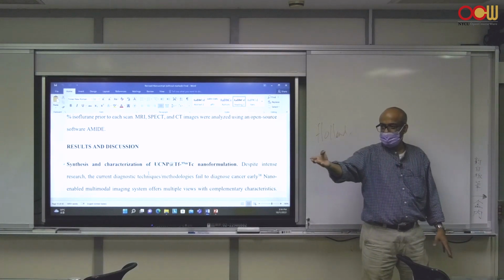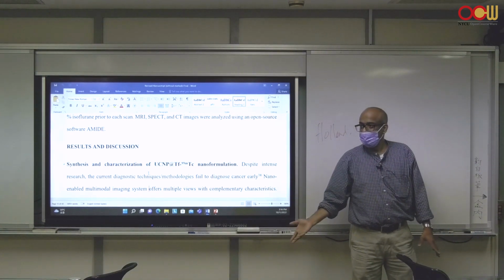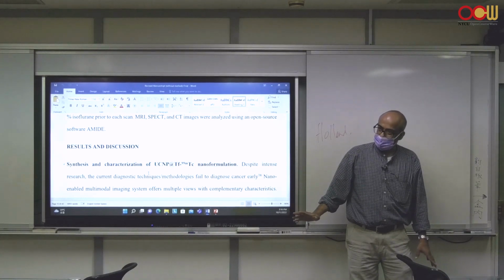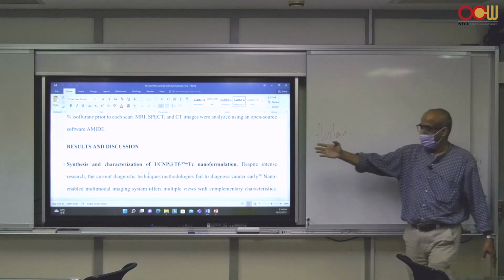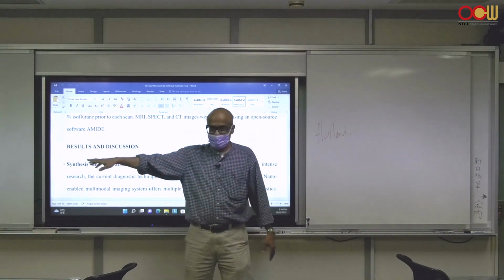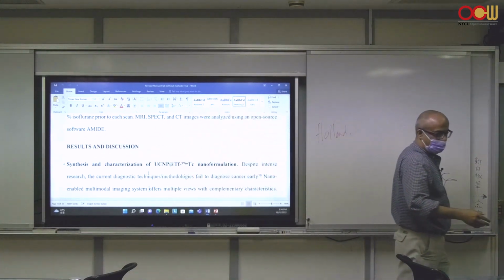So what kind of software do you use for OCT? MATLAB. That's enough. LabVIEW, MATLAB and LabVIEW, okay. So for MRI, they normally use AMIDE. And for other techniques, probably you are using different softwares.